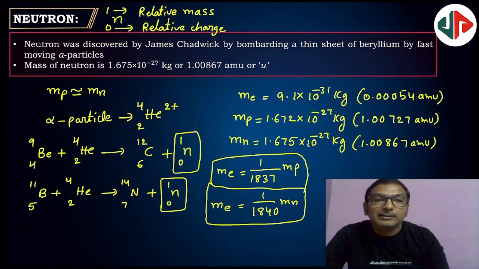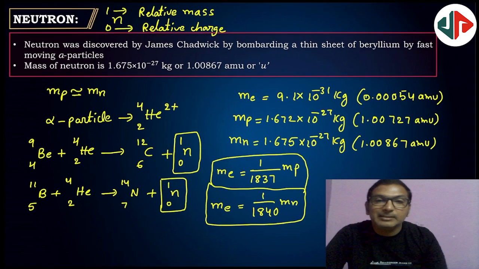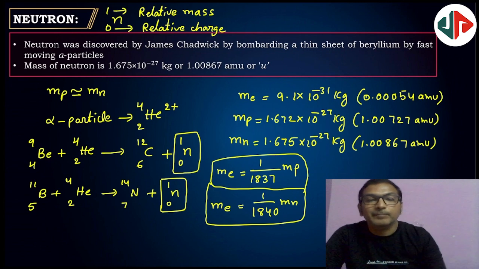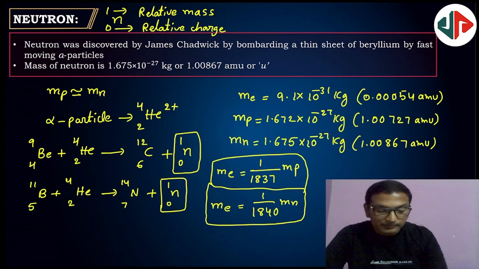So electrons are negatively charged particles, protons are positively charged particles, while neutrons are neutral particles. So there will be no charge for neutron. Electron is indicated with e, minus 1, 0, protons plus 1, 1, neutron 0, 1. So these are subatomic particles or fundamental particles. That means properties of all the atoms will be decided by these three particles.